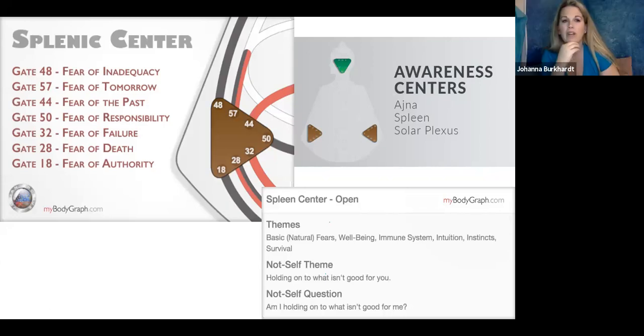I wanted to just bring this in real quick, just to give another example, because when you look at these fears, I have an open splenic center, and I have 28, 32, 57, and I think those are the 3 gates that I have active. But what I want to tell you is, when my light body activated, when my spiritual gifts, if you will, came online, and the greatest gift that I have is clairsentience, so the ability to feel the energy.